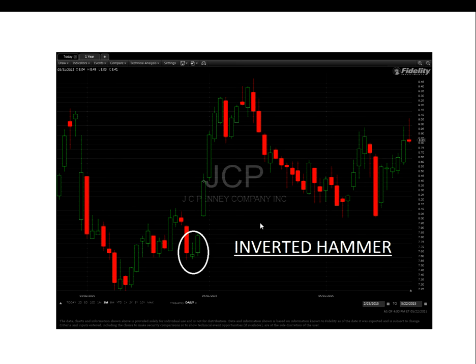The inverted hammer, it's the same thing. It's flipped upside down. You can see we have our downtrend here into an inverted hammer. We have the body with the longer tail on top. Over here you can see there's a couple hammers right here. There's two consecutive hammers that went up into an uptrend, but this is the inverted hammer.